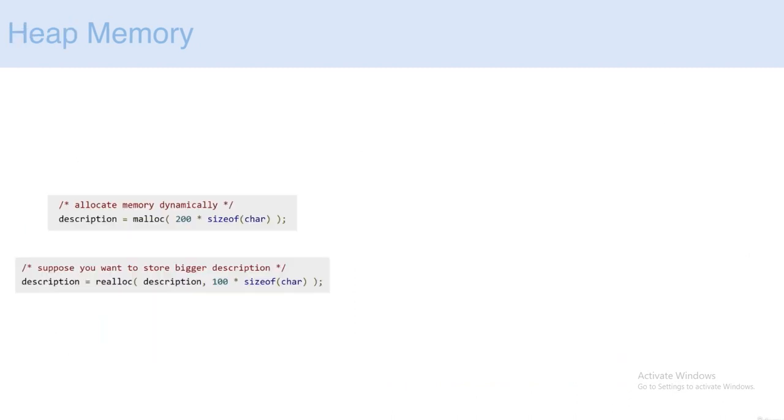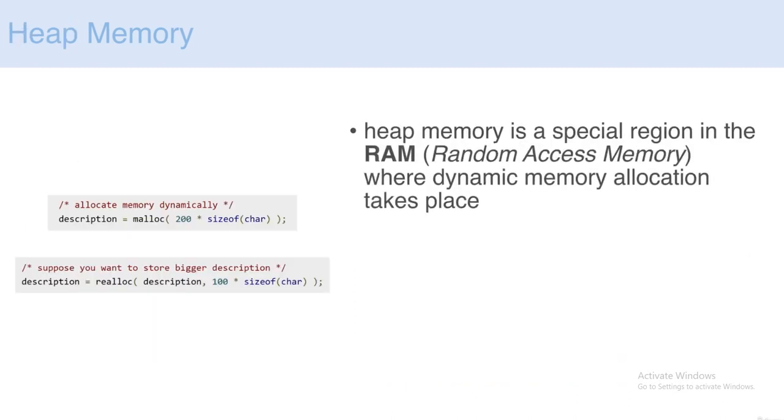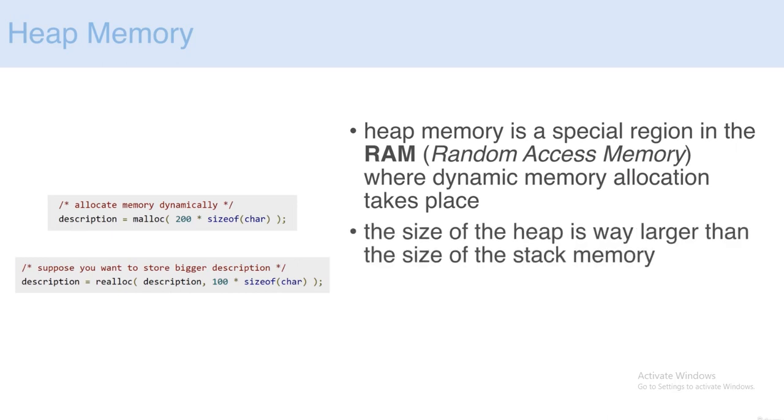What about heap memory? Heap memory is a special region in the random access memory again, where dynamic memory allocation takes place. If you are familiar with the C programming language, this is the typical malloc function or realloc function. This is how we can allocate memory on the heap memory. What's crucial is that the size of the heap is way larger than the size of the stack memory. So this is why if we are dealing with a huge data set or a large amount of objects, we have to store these items on the heap memory.